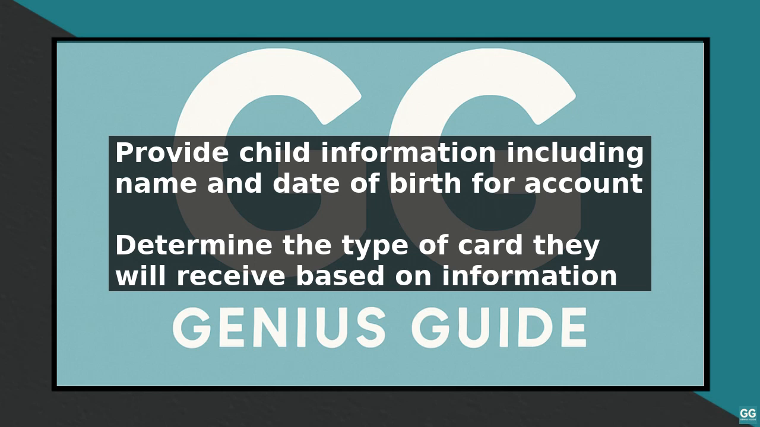Once you have set up your child's allowance, you will be able to view their account activity and receive notifications when they make a purchase or withdraw cash. You will also be able to set up spending limits and restrictions on certain types of purchases.